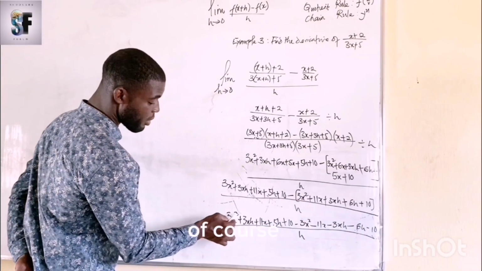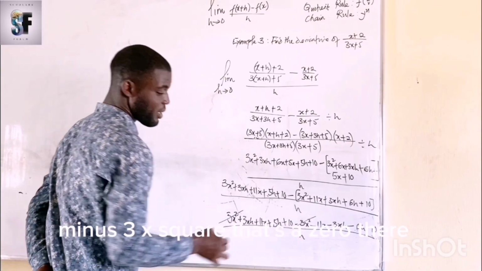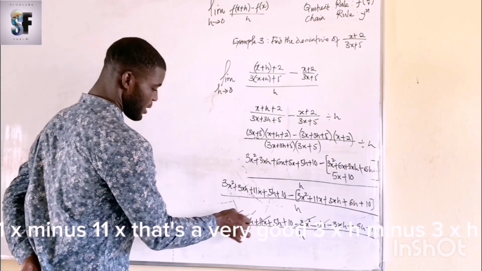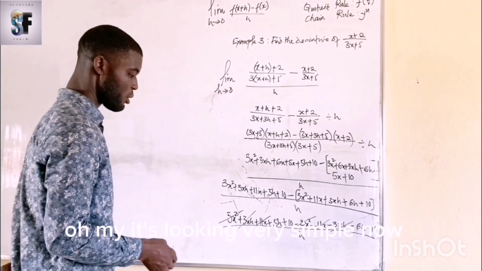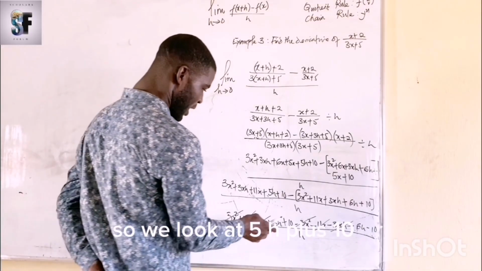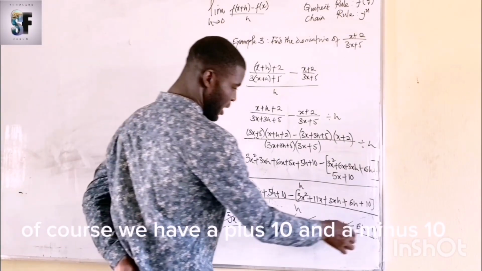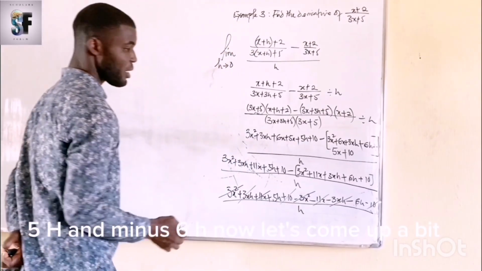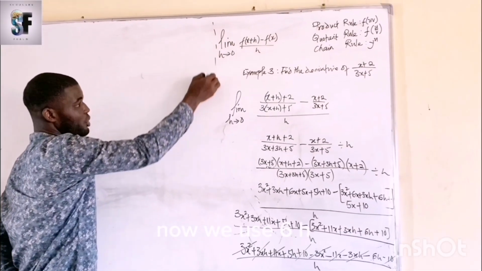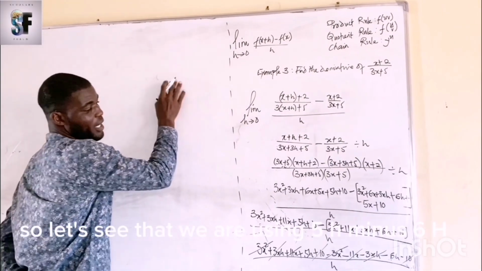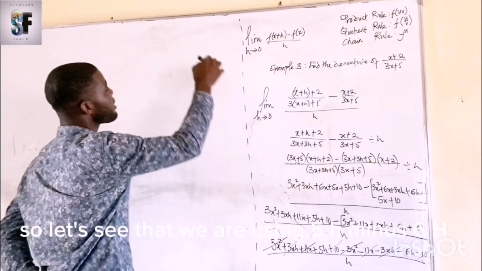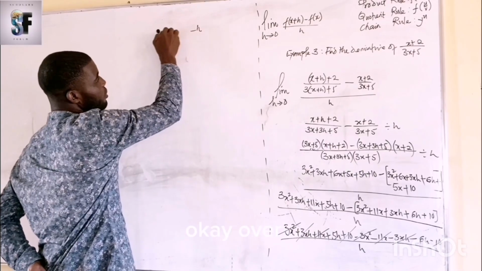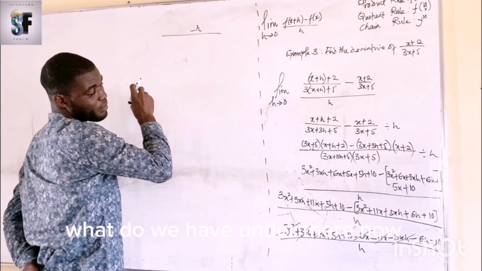Alright? So 3x squared, of course, minus 3x squared, that's a 0 there. 11x minus 11x, that's a 0 there. 3xh minus 3xh. Oh my. It's looking very simple now. So we look at 5h plus 10. Of course, we have a plus 10 and a minus 10. Wow, that is just 2 terms. 5h and minus 6h. So let's say that we are using 5h minus 6h now. 5h minus 6h, of course, which is what? Minus h.